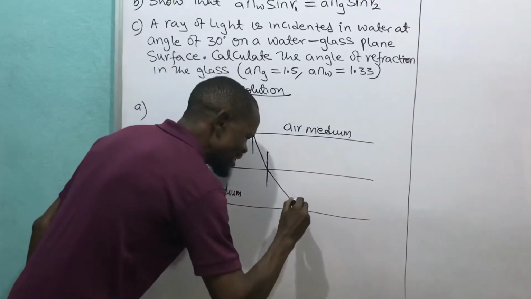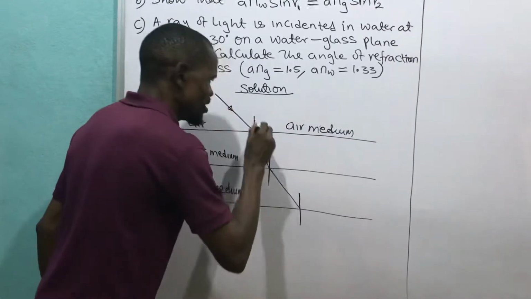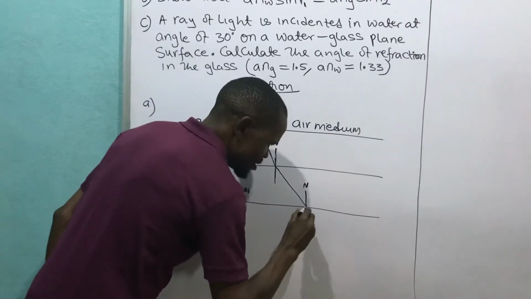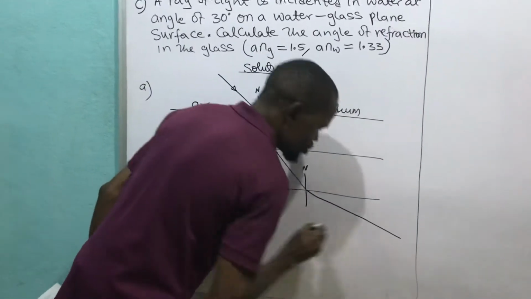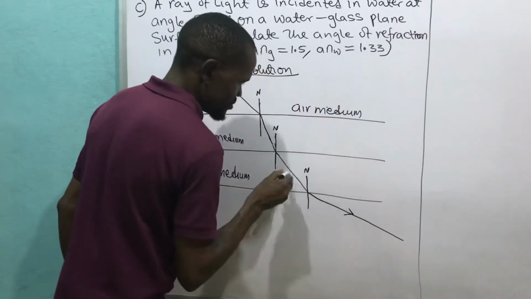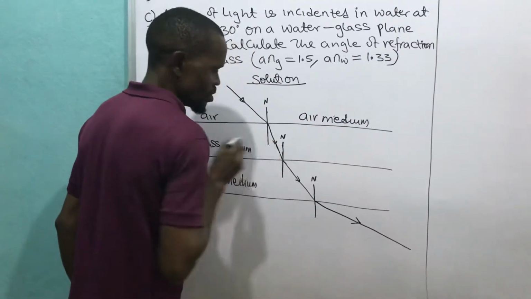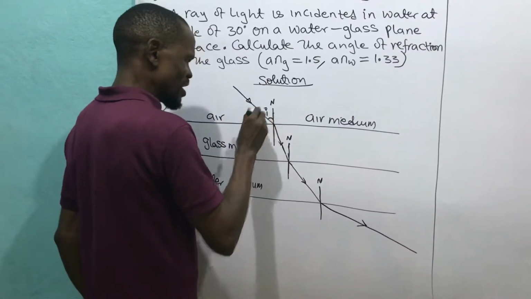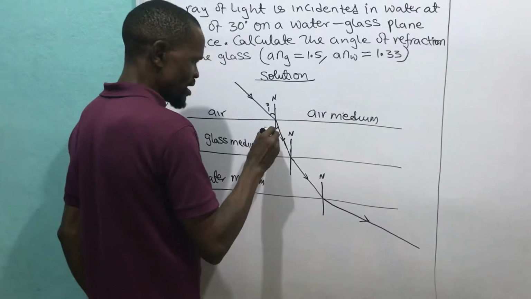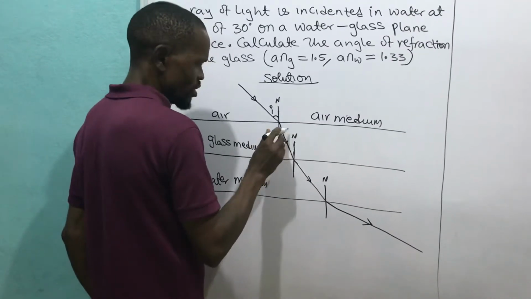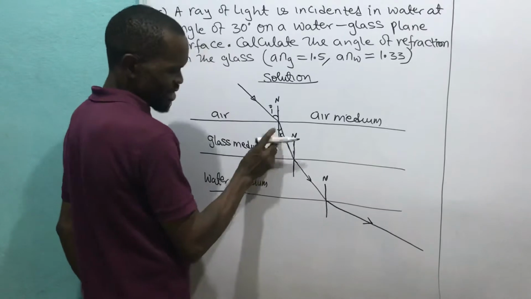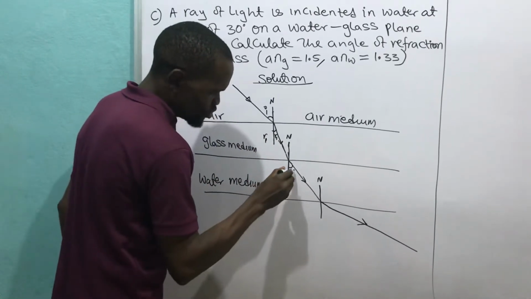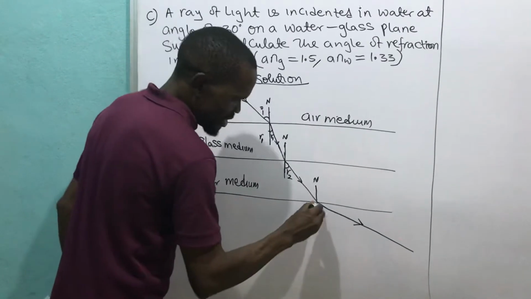Then getting here, striking this face, this is my normal. Then what will happen? It will run away properly. If I call this the incident angle, this R, this one is R1. I call this place R1, and this place R2, and this place R3.